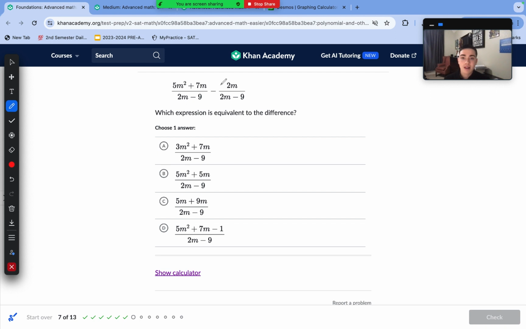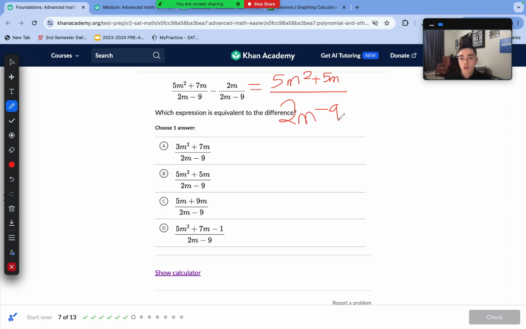So when our denominators are the same, we can just combine our numerators, which means that we are going to be doing 7m minus 2m. We can't combine the 2m with 5m squared, so our answer is 5m squared plus 5m, because 7m minus 2m is 5m, over 2m minus 9.